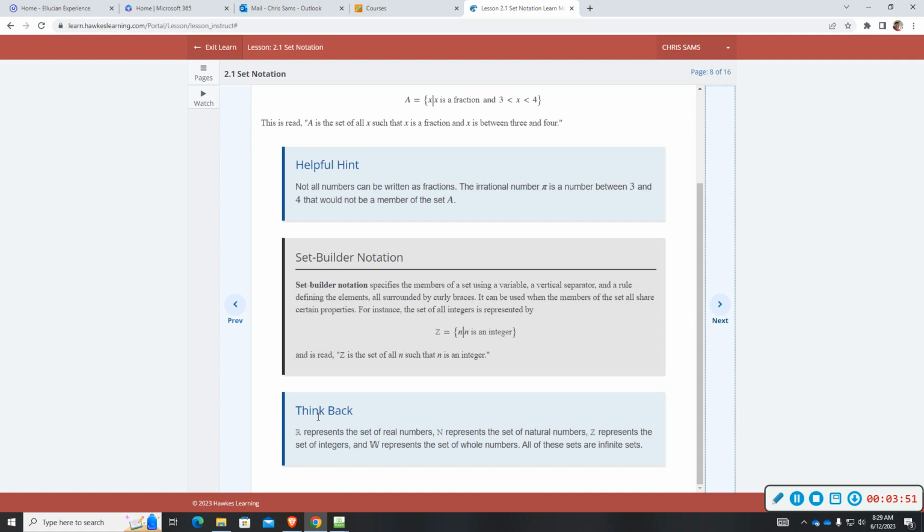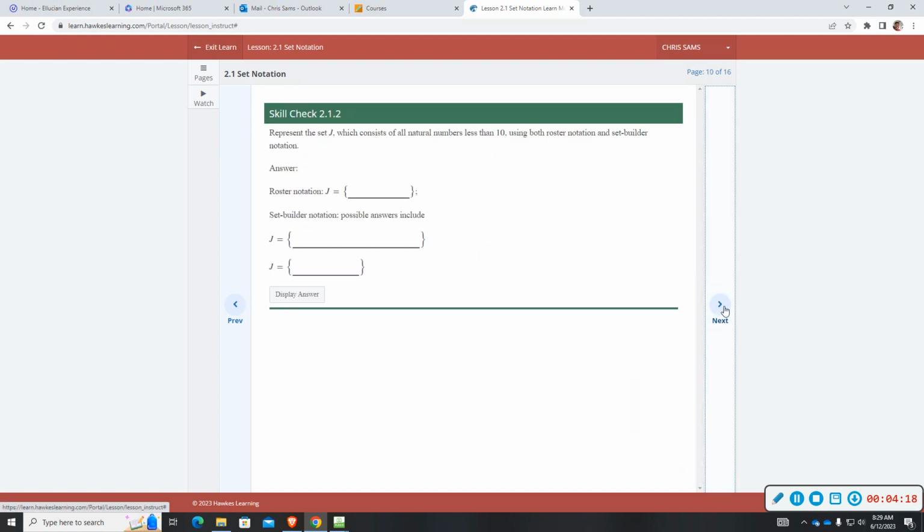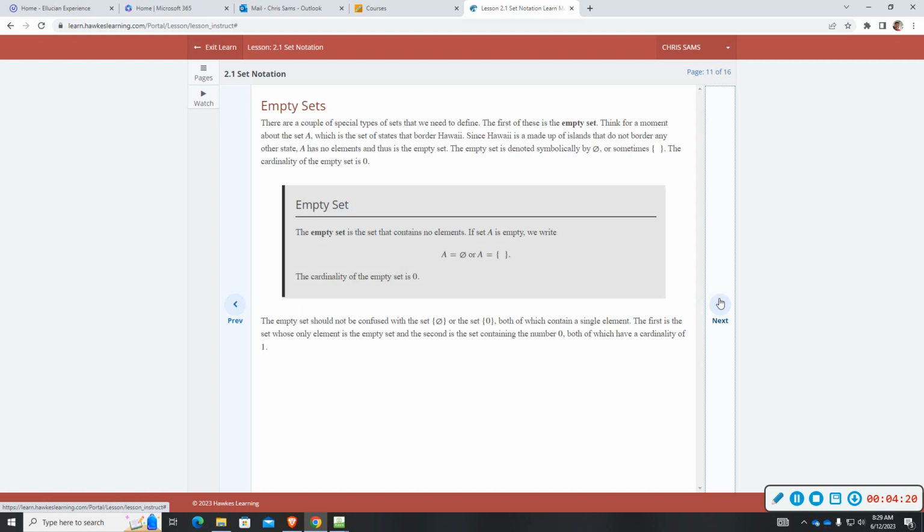If you're not familiar with the numbers in their groups, here are what they call thin backs or hollow letters that represent different numbers. So R real numbers, N natural numbers, Z integers, W whole numbers, and then all of these are infinite sets. So there's some more examples. More examples.